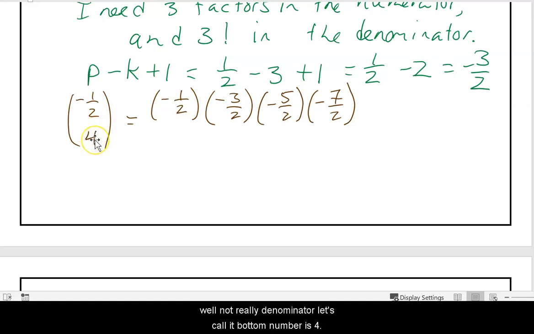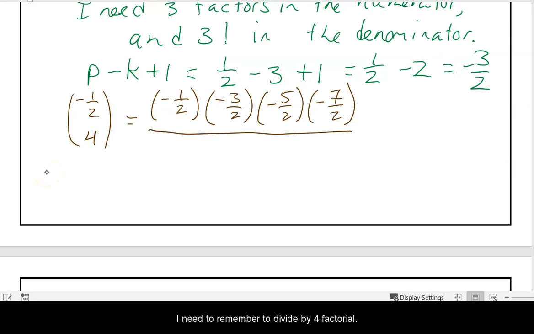Well, not really denominator, let's call it bottom number, is 4, which is the K value, and I have 4 factors now for the numerator. I need to remember to divide by 4 factorial.